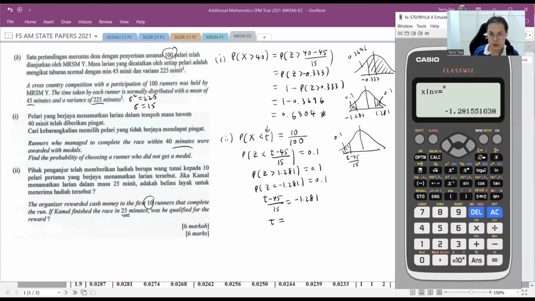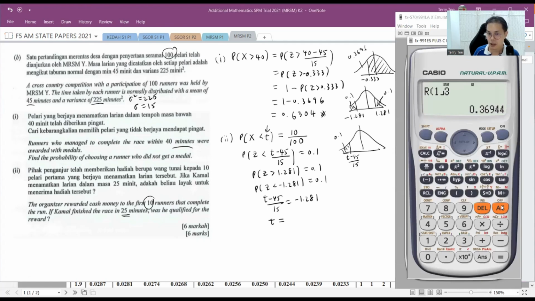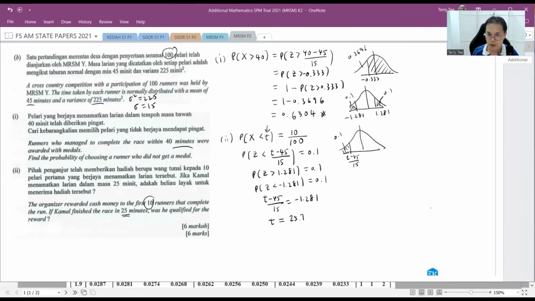All right, now we just use calculator to count. I'm going to take negative 1.281, times with 15, plus with 45, and what I'll get here is 25.79. Yeah, 25.79. Okay, so that means that if you complete the run in less than 25.79 minutes, you will be able to qualify for top 10 and you will get a cash money. So come out finish in 25 minutes, right?